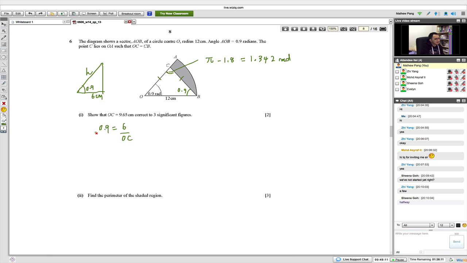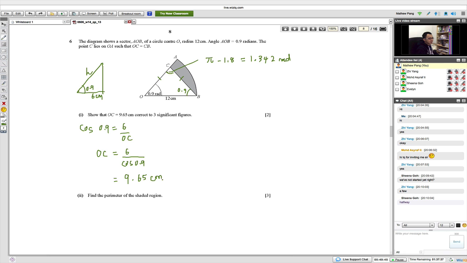Okay, so basically this is just cos. I will write cos 0.9 equals adjacent over hypotenuse. Therefore the length of OC equals 6 divided by cos 0.9. Make sure your calculator is in radian, because 0.9 itself is in radian. So I write 6 divided by cos 0.9, and basically I will get 9.65 centimeter.